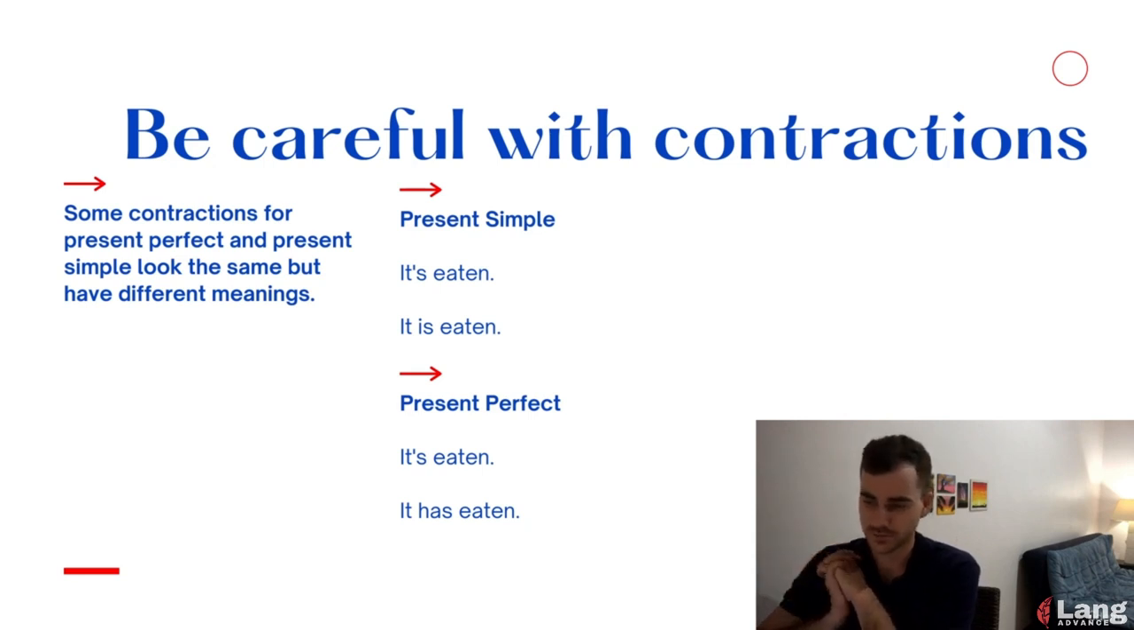For example, in the present simple, if I say, it's eaten, that means it is eaten. If I say, where is the cake? I say, oh, it's eaten. It's gone. But in the present perfect, it's eaten means it has eaten. Maybe if we're talking about our dog, we can say, my dog is not hungry, it's eaten.